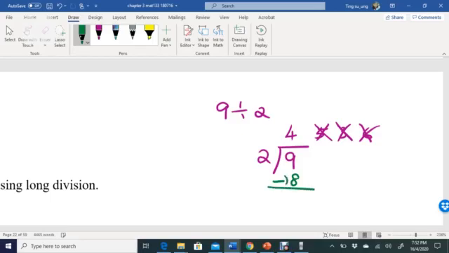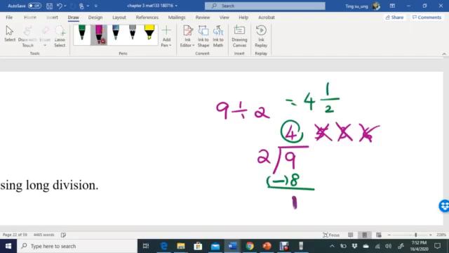Okay, you must remember your concern is to eliminate. So 9 minus 8, your balance will be 1. Okay, your balance will be 1. So how will you write your answer? You'll write your answer 4, then remainder first. 1, 2.